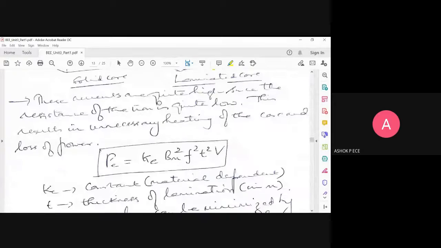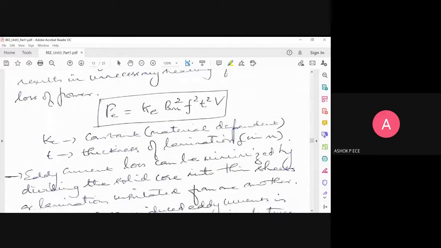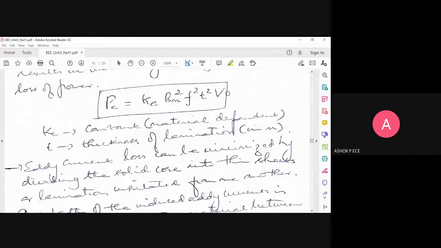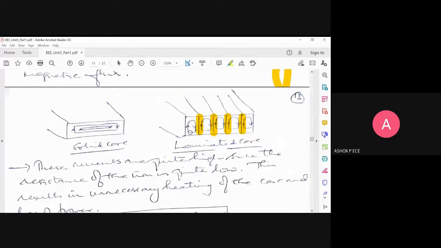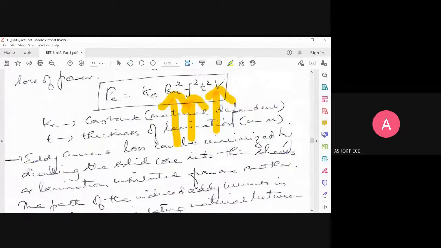So eddy current loss is given by PE is equal to KE Bm square F square T square V. KE is constant. Bm, F and V, you know, are the same as in the hysteresis loss. Bm is peak value of magnetic field, F is the frequency and V is the volume. So all these three are known to you. T is going to be thickness because this thickness will determine how much amount of eddy current is flowing. See, ideally, eddy current will be zero, hysteresis will be zero. Ideally, everything will be zero, but practically, all these will have an effect on the transformer. And you can measure eddy current loss by this formula.